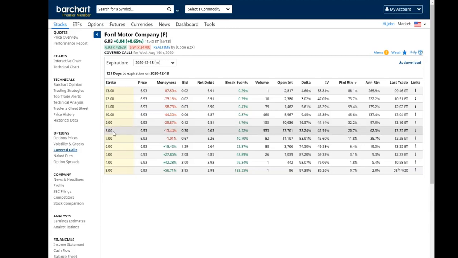Now, could I do the $8 strike? Yeah, I could. And my math is going to be a little bit different. I'm only going to take in 30 cents, so I'm probably not going to get that 10% return, but I think you could see here it's probably going to be around 5%, right? Maybe a little bit less. And so I'm only going to get maybe 1% per month for the next 120 days. So on this one, I could use either the $7 strike or the $8 strike.